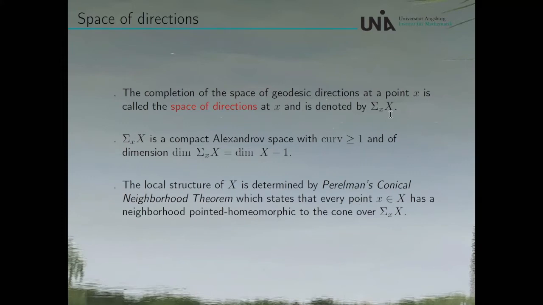Spaces of directions are a very important notion in the theory of Alexandrov spaces, because they give us the local picture of Alexandrov spaces by Perelman's conical neighborhood theorem, which says that every point has a neighborhood which is pointed homeomorphic to the cone over the space of directions.